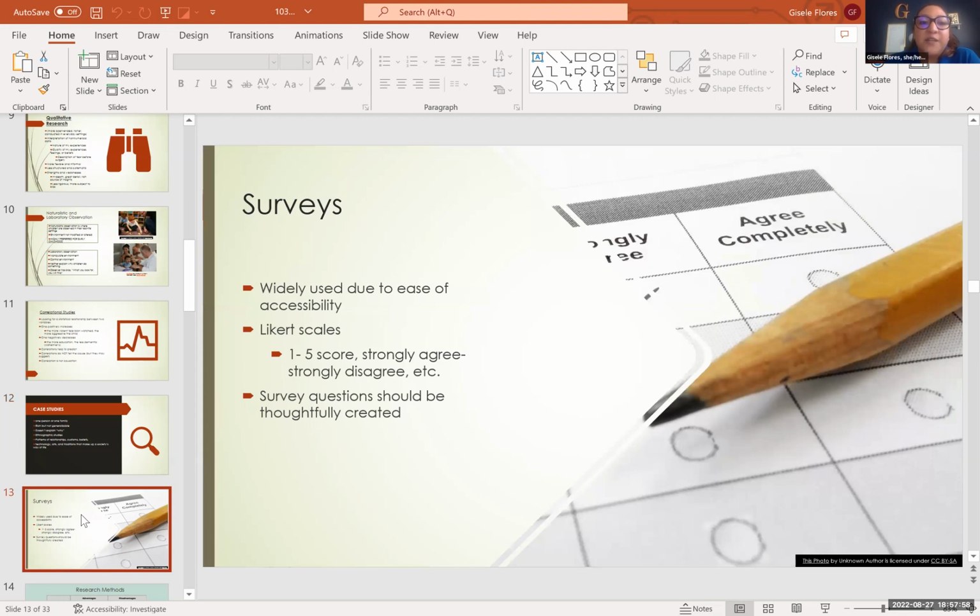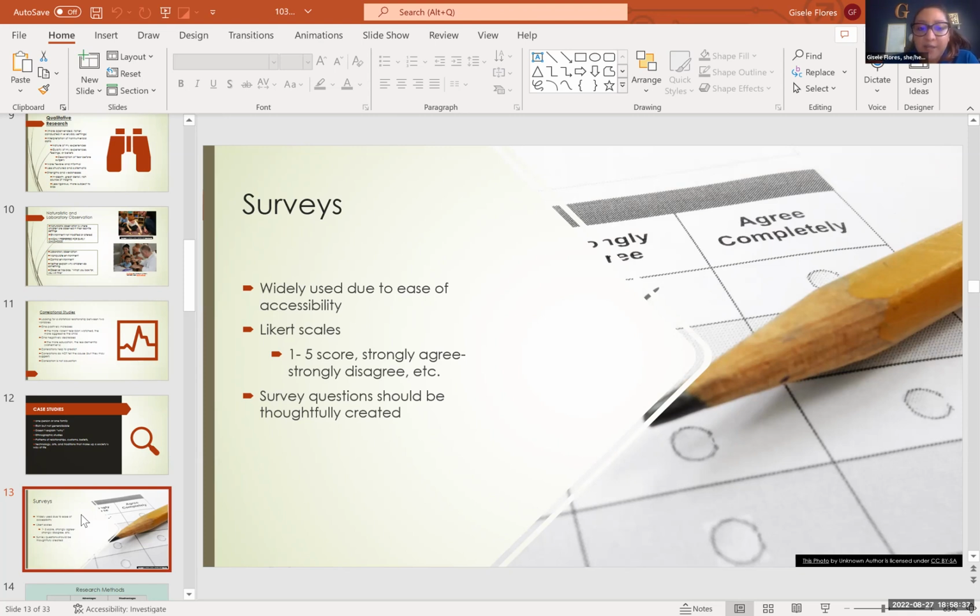Another way to conduct research is through surveys. You're all probably very familiar with surveys. You have all done at least one survey in your life. And we know that they're popular because they can be taken on computers, in person, and really on phones now. You can do surveys in so many different capacities that it's easy to get a lot of people to complete your survey at one time. So that's why they're so popular.